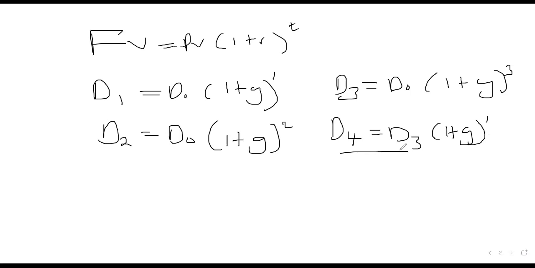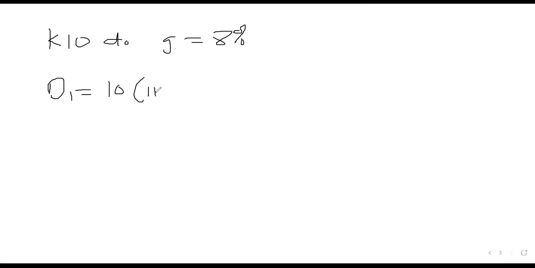So the key thing is to understand the projection. If we're dealing with a dividend now that has been declared at 10 kwacha with a growth rate of 8%, how do we calculate the dividend in year 1? This is 10 kwacha times 1 plus growth to the power 1. The growth rate is 8%, so this is 10 times 1.08 to the power 1, which is 10.8.